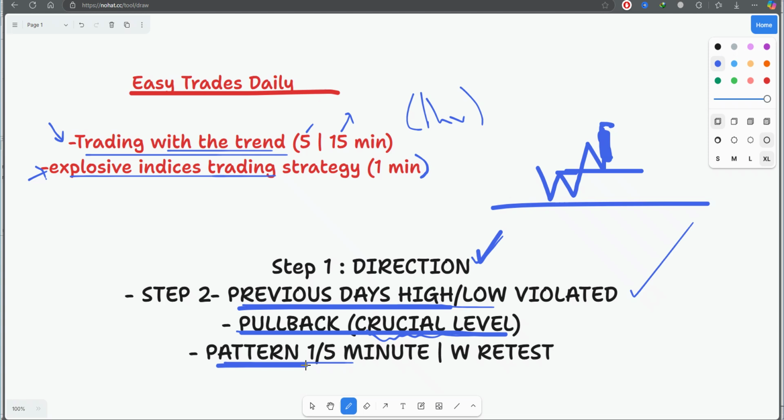We need a pattern. If we don't get a pattern on a 1 minute or a 5 minute time frame, then we need a W, okay? Because a W is going to give us a retest, and most of the time, this is so easy. What are they retesting? The closing price, the high, or the low. So please pay close attention to this, because the retest here is going to come from the closing price, the high, or the low. So let's go back, okay?